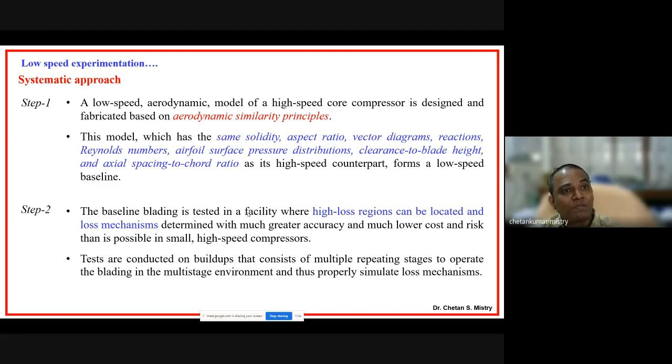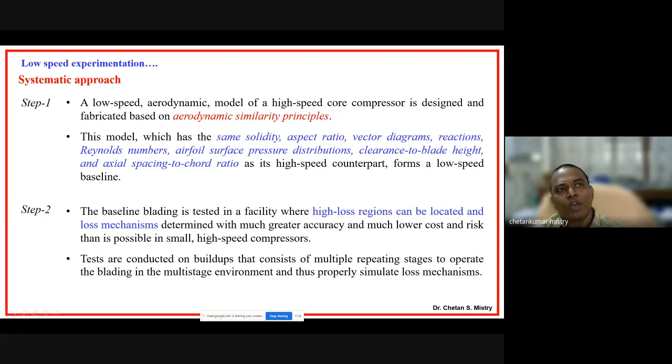If it is high speed, at the same time, because of the high speed, your data acquisition system requirement will also be high speed. So it may be possible that you will not capture the physics you are looking for.